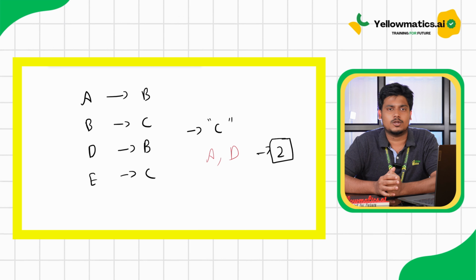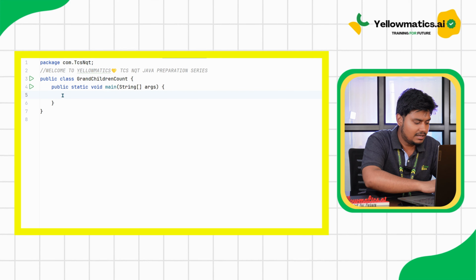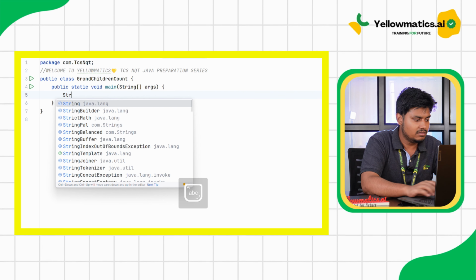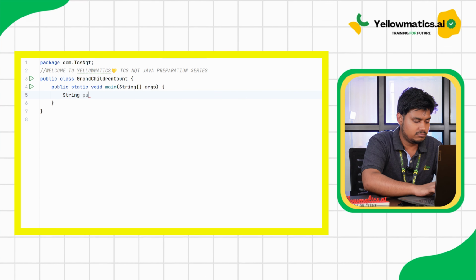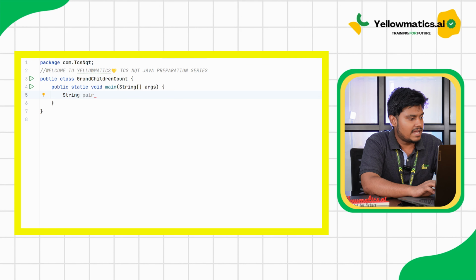Now let's dive into the code. Here first input-ஆ நான் direct-ஆ array-ல வாங்கிக்கிறேன். So string I'll keep its name as pair. So child and parent pair வரதுனால I'll take it variable name as pair and I make it as 2D array.